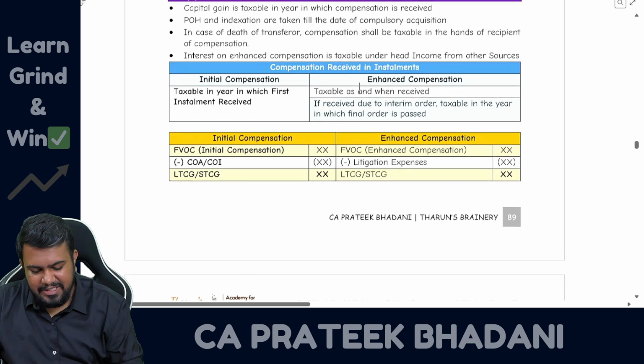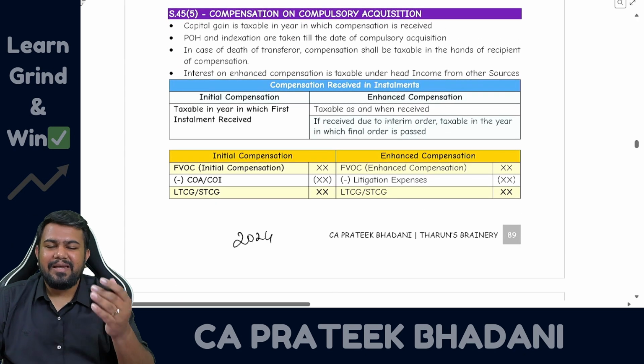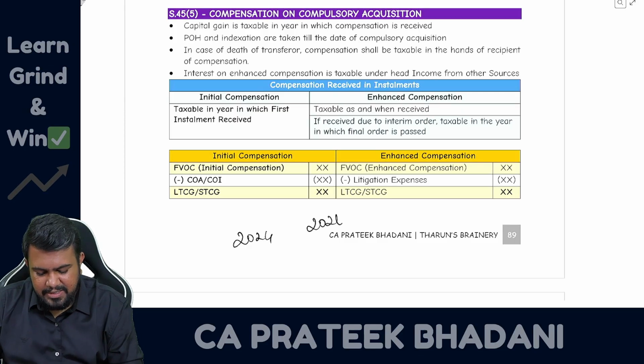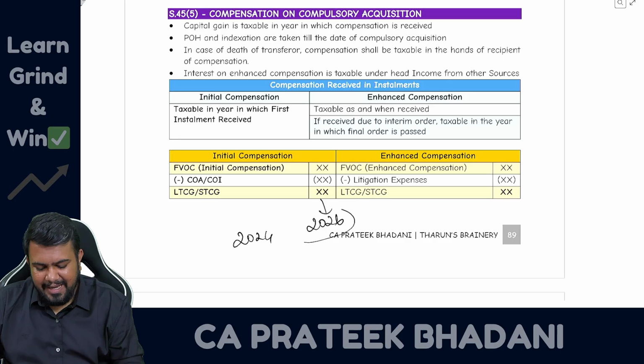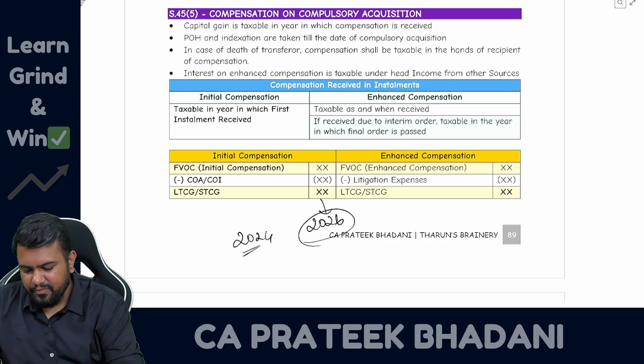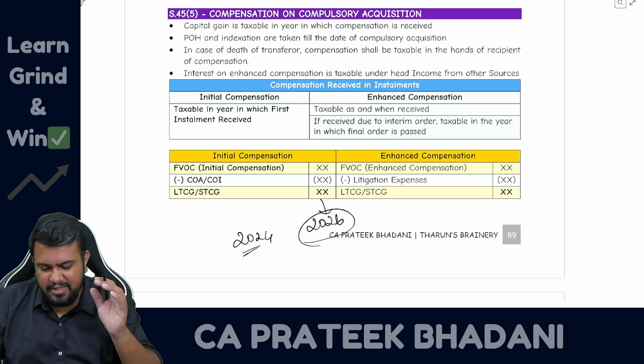So when will the transfer take place? Let's say in 2024 only the government had compulsorily acquired the property. However, the government gave the compensation in 2026. In that case, it will be taxable in the year 2026 and not in the year 2024. Fine. So capital gain is taxable in the year in which the compensation is received.